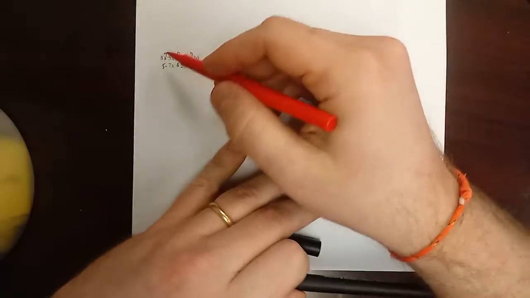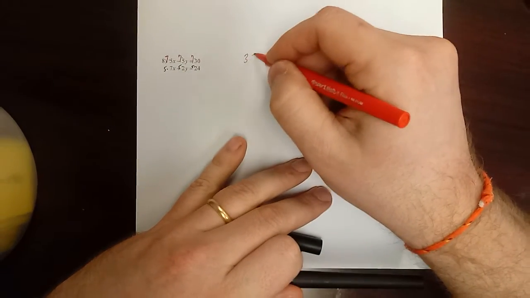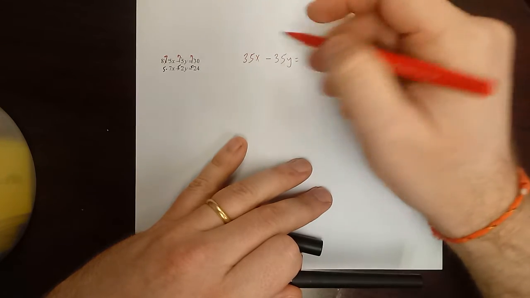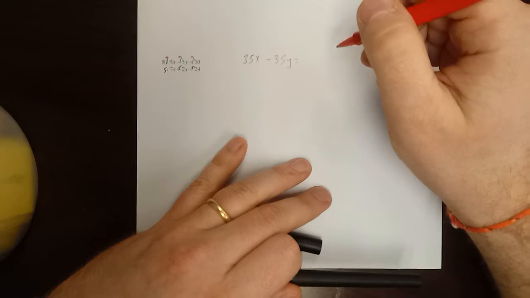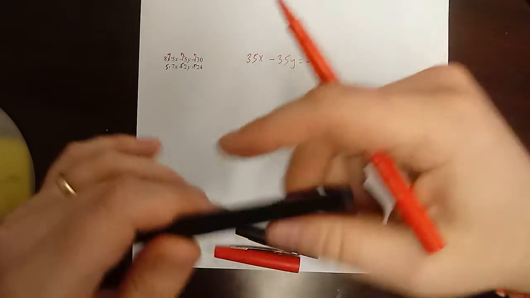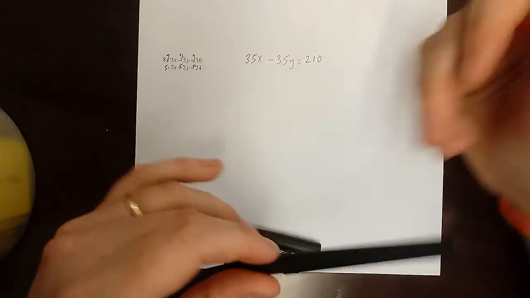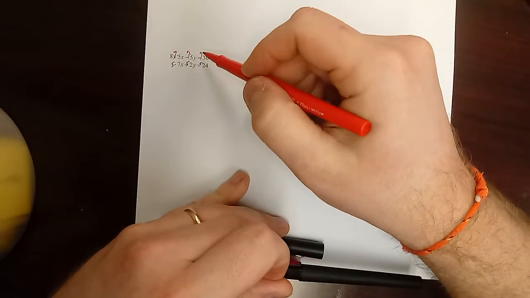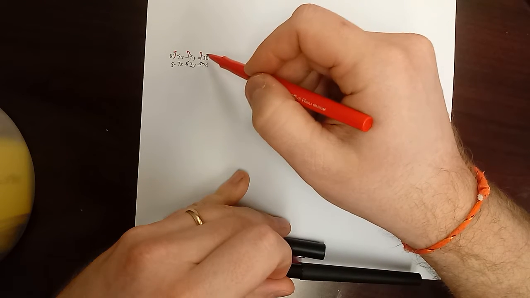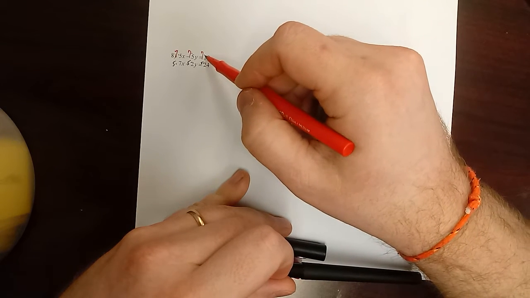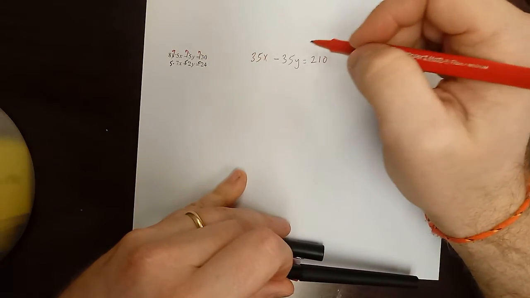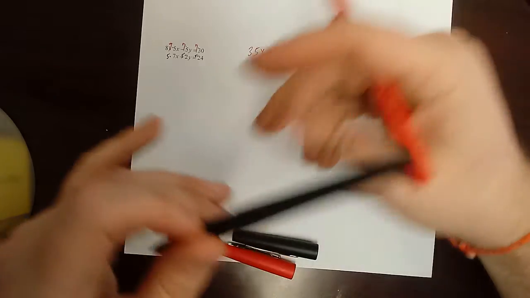So on the top, when I multiply them all by 7, I'll get 35x minus 35y equals, now 7 times 30 is 210. And the way I did that in my head, I know 7 times 3 is 21, and it's just times 10 after that, because 30 is just 3 times 10. So I got 21, and then I put a 0 on it, because that's what happens when you multiply by 10.